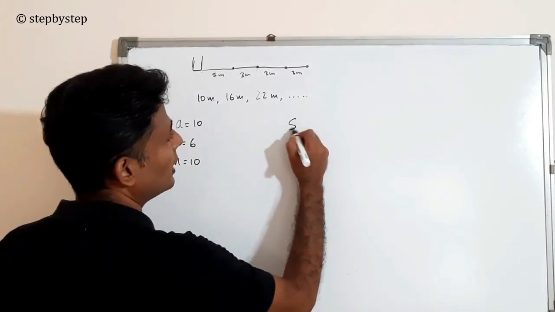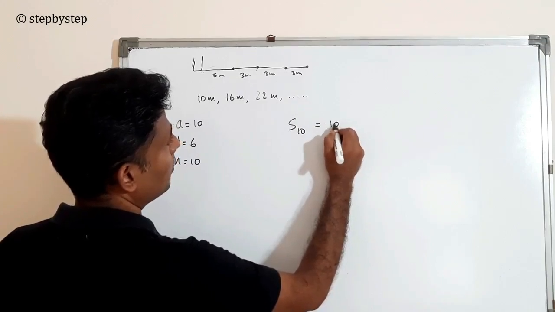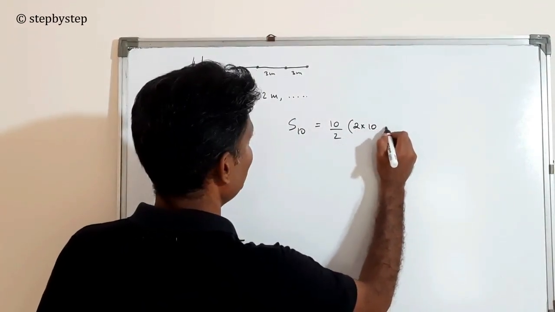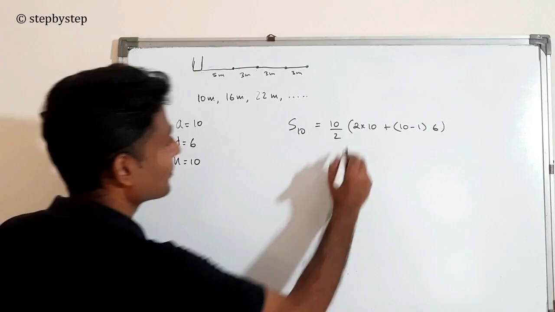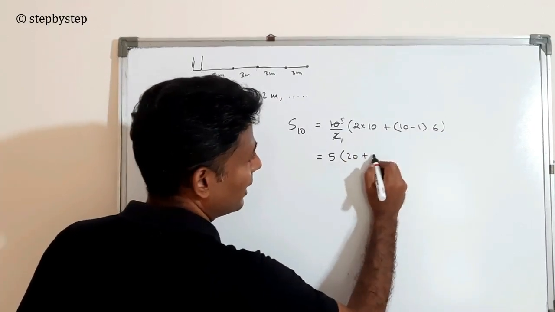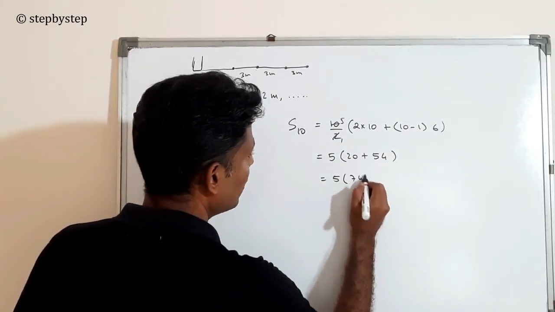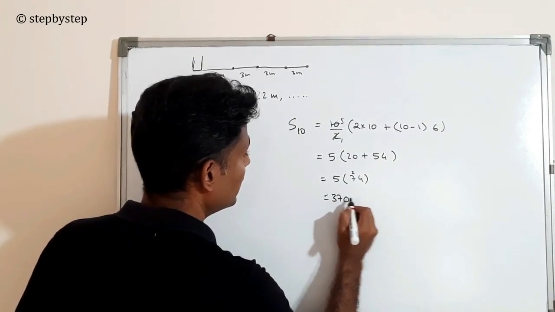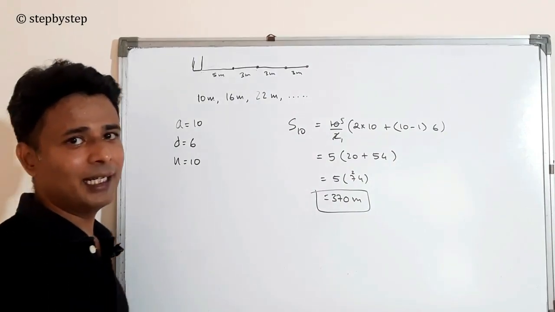Now all we have to do is find the total distance, that is S of 10, equal to n by 2, that is 10 by 2 into 2A. So 2 into 10 plus n minus 1, that is 10 minus 1, into D, that is 6. So 2 fives are 10, so I get 5 into 20 plus 9 into 6, which is 54. So I get 5 into 74. 5 fours are 20, 5 sevens are 35 plus 2, 37. So the total distance the runner will cover is 370 meter.